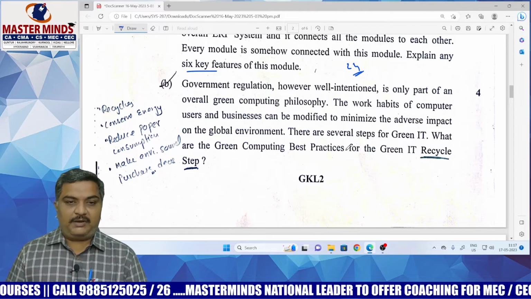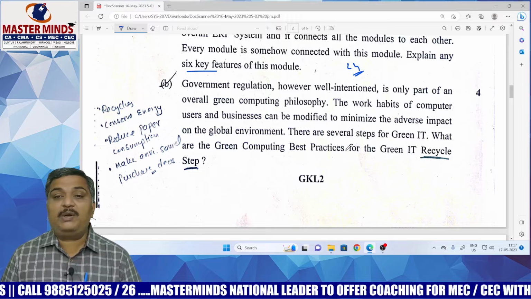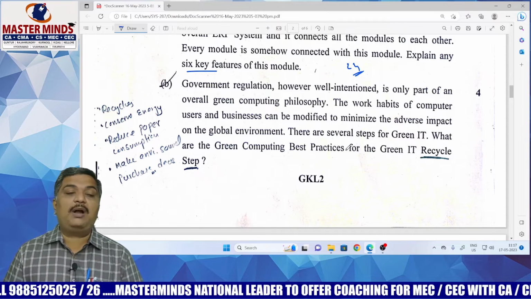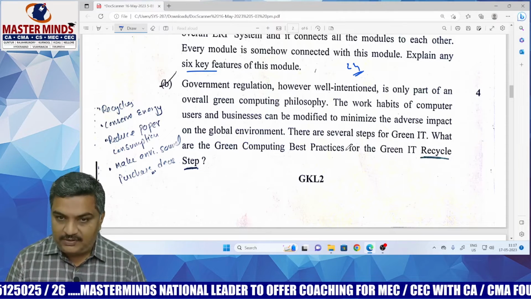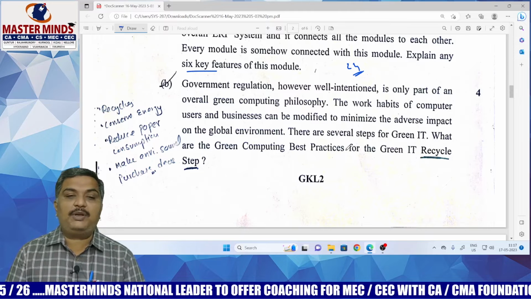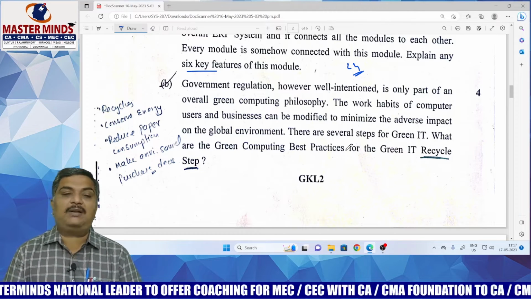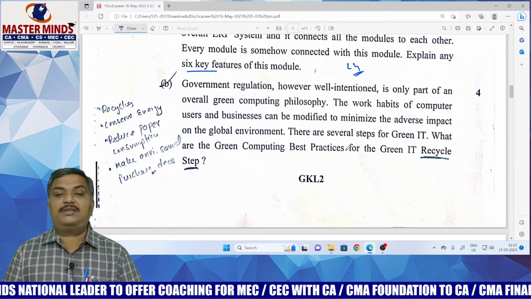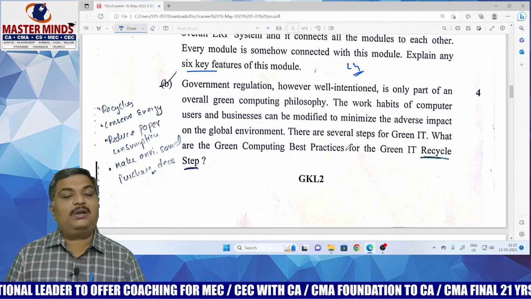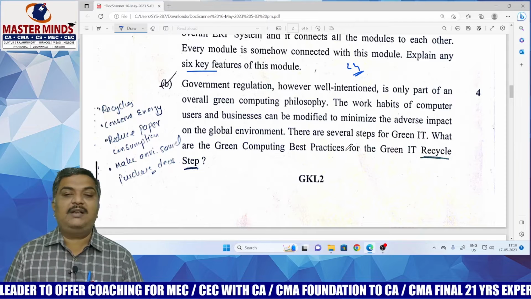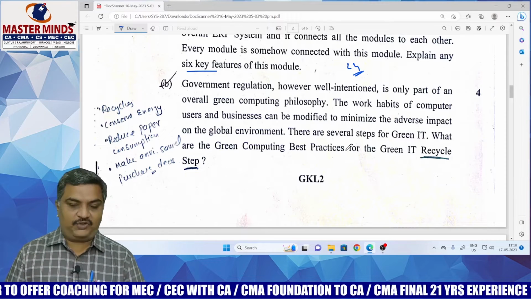Now let us read this question. Government regulation, however well intentioned, is only a part of overall green computing philosophy. The work habits of computer users and businesses can be modified to minimize the adverse impact on the global environment, and there are several steps for green IT. What are the green computing best practices for the green IT recycle step?